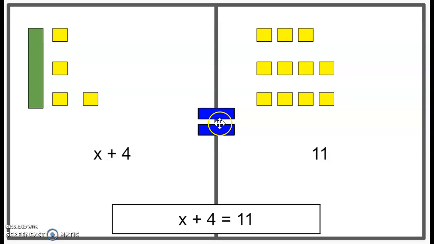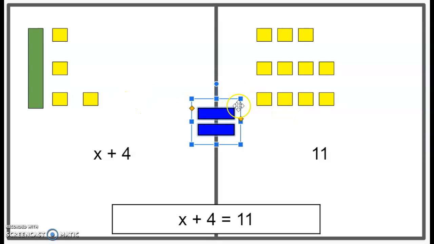Then we have on the other side of our equal sign, you'll notice on the one that they have, it's like a little scale, and I put an equal sign on the bottom. On the other side, we have 11 if we counted them squares. So we just write 11. To write the equation for this model right here, it's x plus 4 equals 11. This is how you write the equation that represents this model right here.